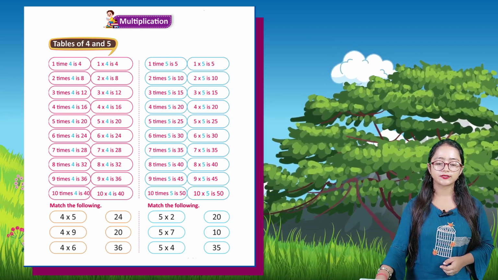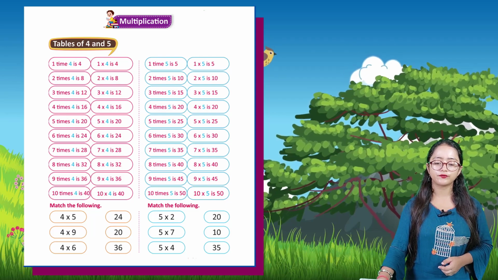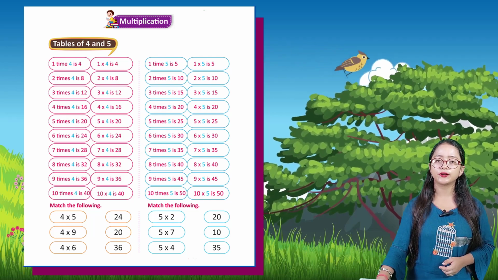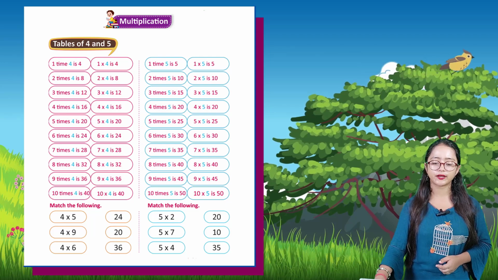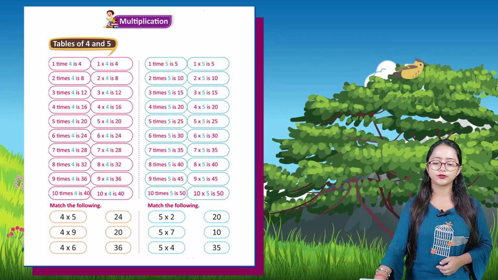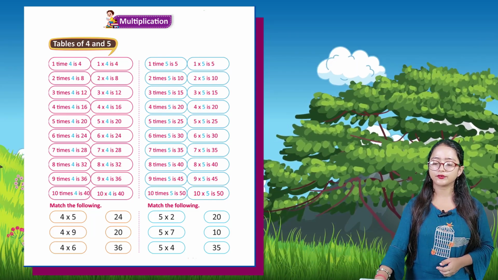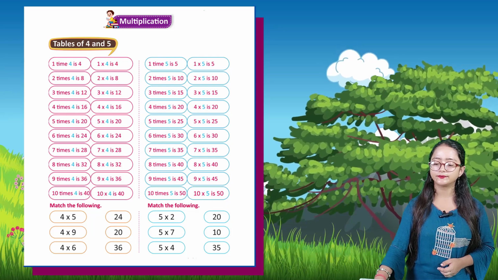Now let's do some exercise. Match the following. 4 into 5 is 20, so match 4 into 5 with 20. Next one, 4 into 9 is 36, so match 4 into 9 with 36. Next one, 4 into 6 is 24, so match 4 into 6 with 24. Next one, 5 into 2 is 10, so match 5 into 2 with 10.